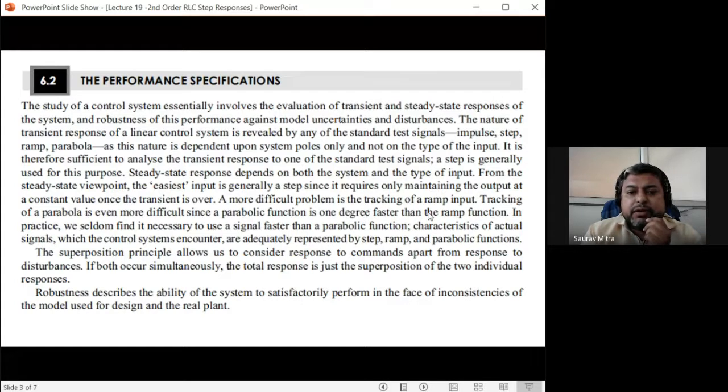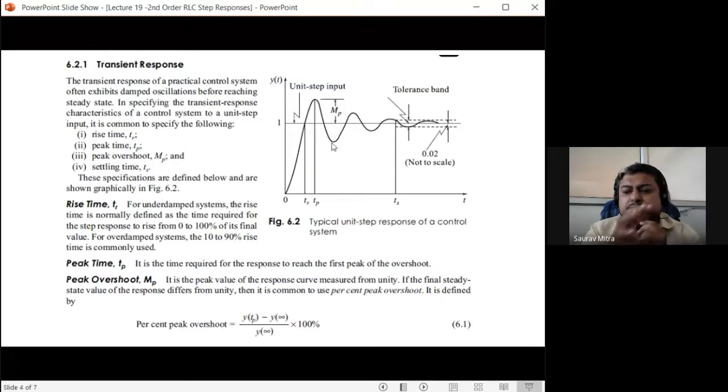A more difficult problem is the tracking of a ramp input. Whenever we give the same ramp input to the system, we will find that the system will freak out. I will show you all the outputs, and next we will go to my notes and I will explain how the output comes.